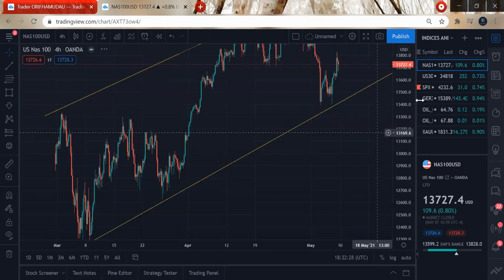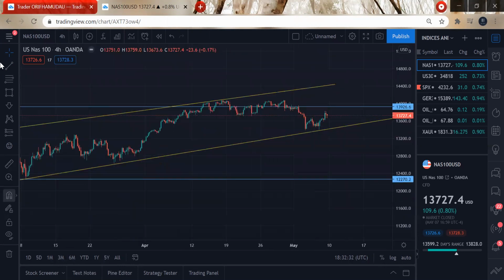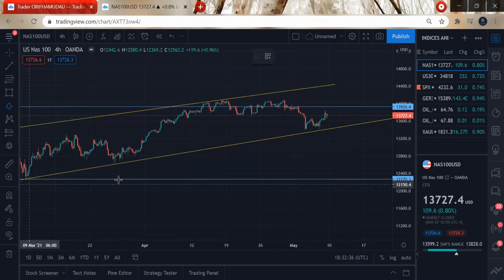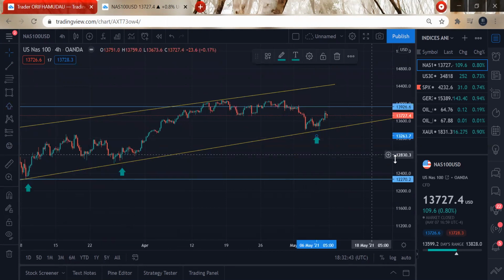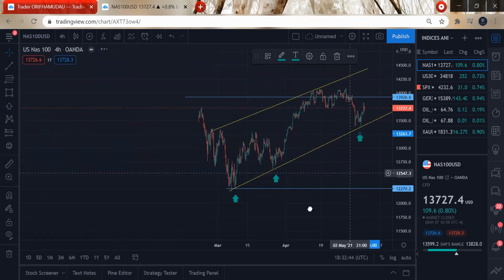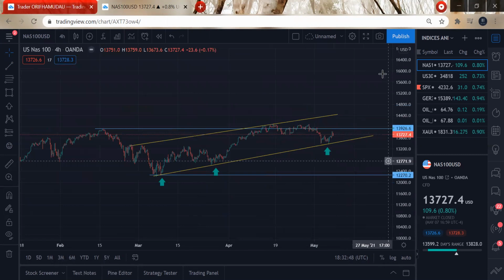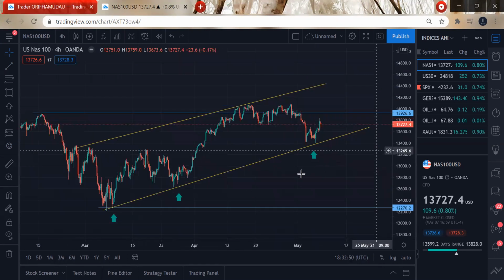Okay. So on the 4-hour chart, you can see already first touch there, second touch there, third touch here. So we can see that 1, 2, 3, we're going up. Okay, we're going up.